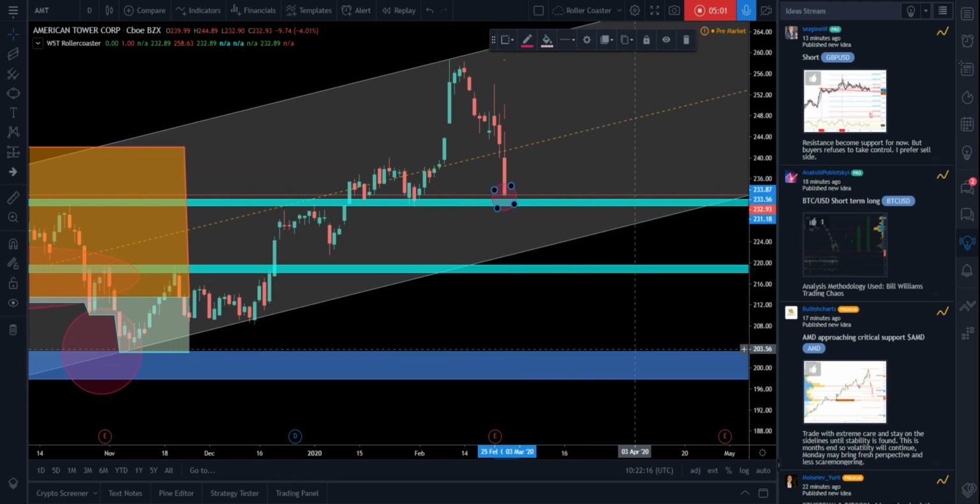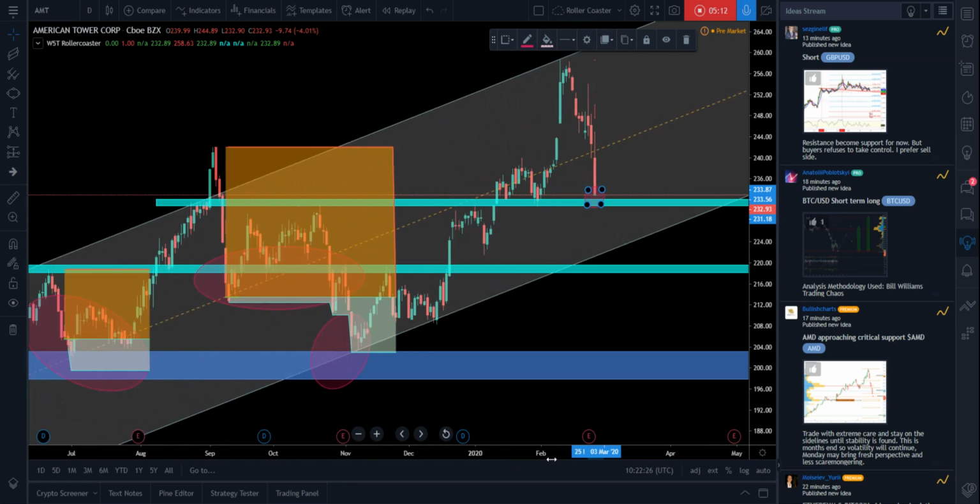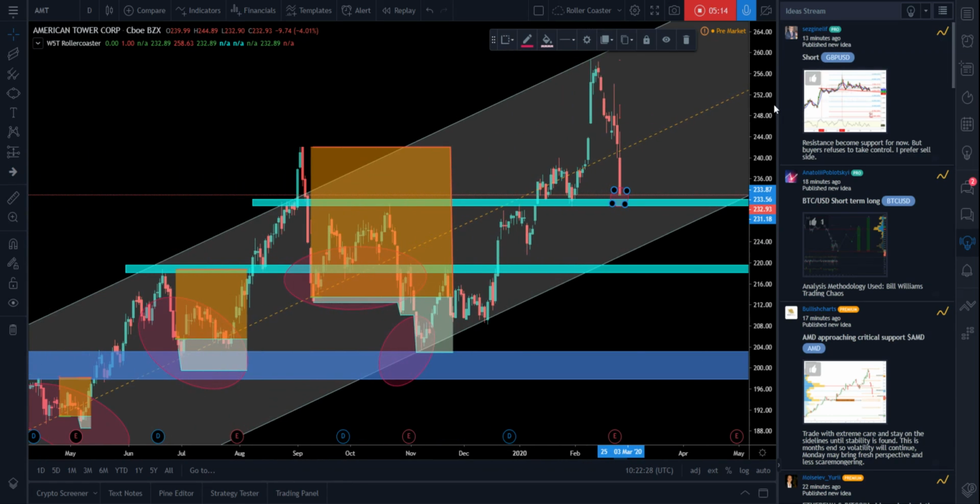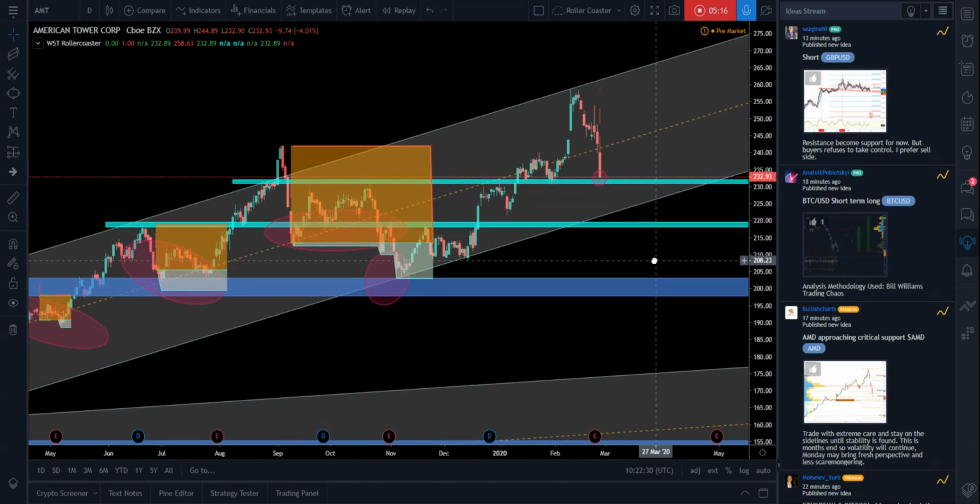Okay, so we've got the signal on the roller coaster with the stop just above the high there, but now we're going to be entering into support. We've got the channel here. I'm finding lots of reasons not to take this trade. But then what I want to do, that's our roller coaster indicator suite.